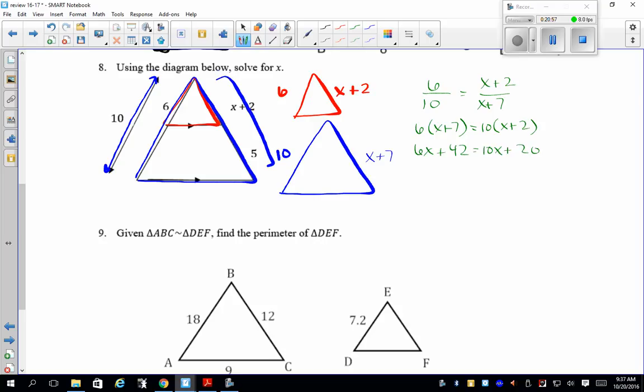I'm going to start combining like terms, so I'll subtract 6x from both sides. I always move the smaller number of x's towards the bigger number of x's. Equals 4x plus 20. And now I'm going to subtract 20 from both sides. And you get 22 equals 4x. Divide both sides by 4. X equals 5.5.